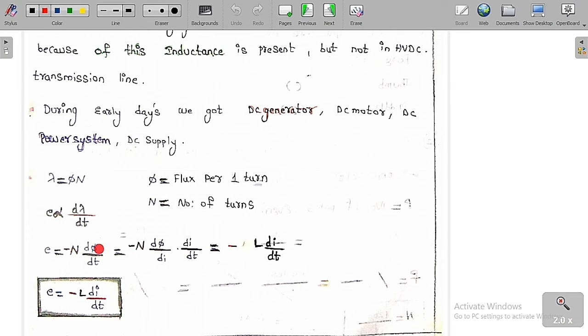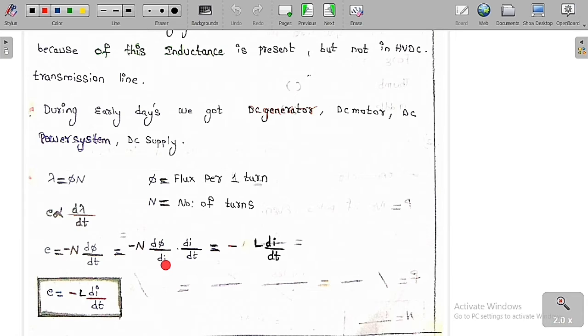So minus N, this d phi by dt I can write in another fashion, which is d phi by di into di by dt. As I have already told you, d phi by di is nothing but inductance, because the flux is directly proportional to I. If you remove the proportionality, the flux is equal to L into I. So L is equal to phi by I.